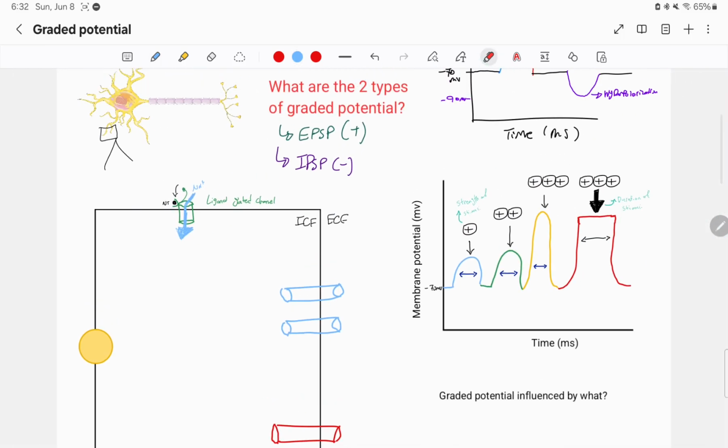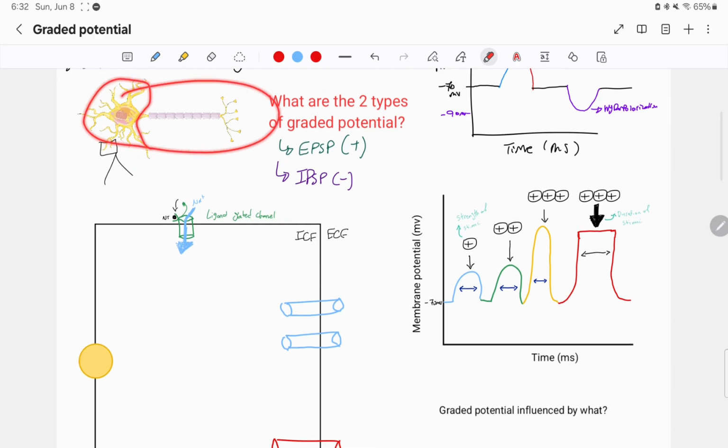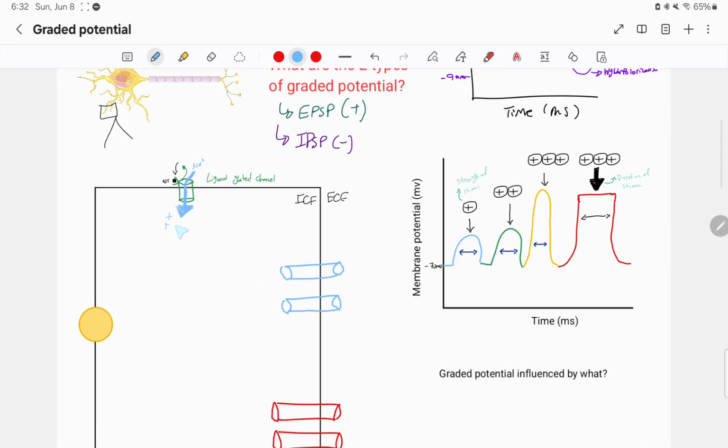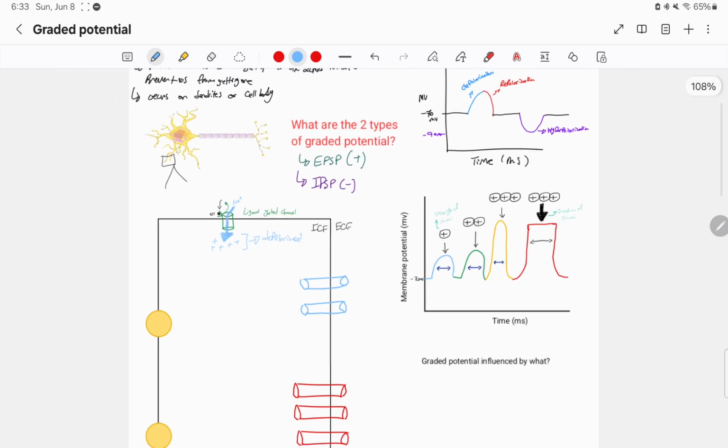So what do I mean by this? Well, this is the whole neuron, but that exact stimulus occurred right here, right at that point. It's not happening here or here or here. It happened right here where the neurotransmitter bound to its ligand-gated channel, okay? So positive charges are coming in here, and let's say we depolarized. But guess what? This depolarization is not enough to get us to an action potential.